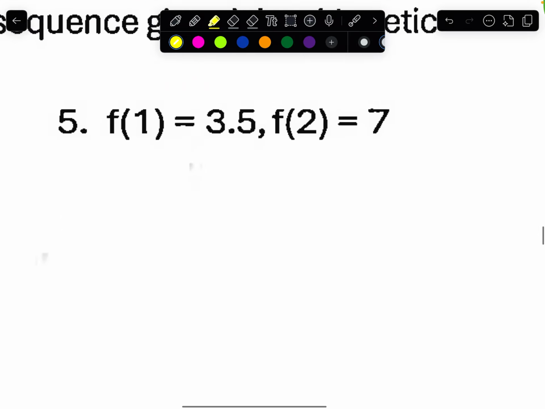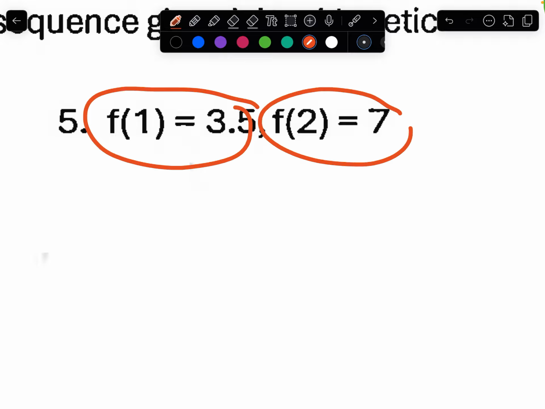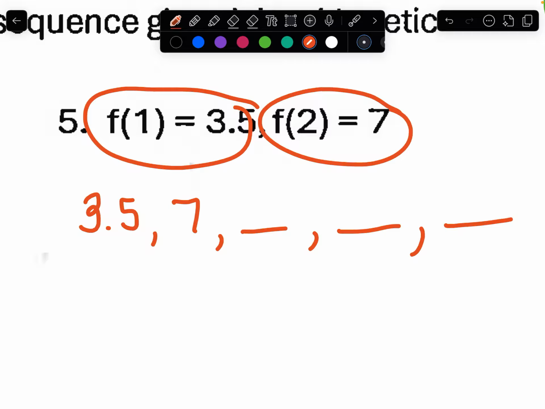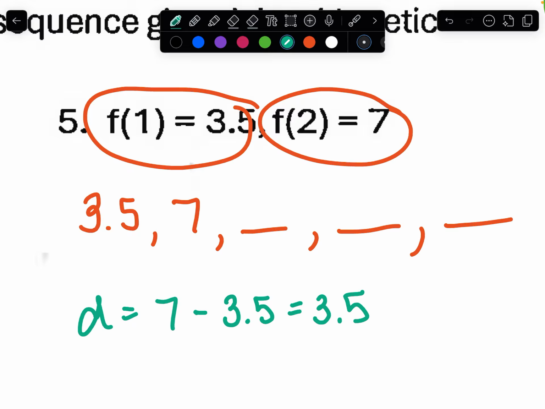Let's look at number 5. We have our first term and our second term, 3.5 and then 7. That means we need to find the next 3 terms of the sequence. We're not given our common difference directly. We can find it by taking our second term and subtracting our first term to see that we're adding 3.5 each time.